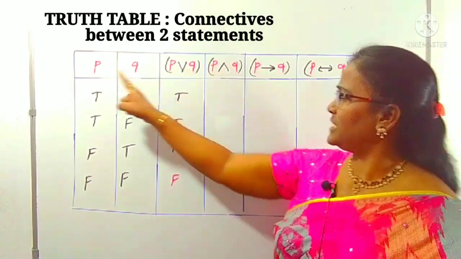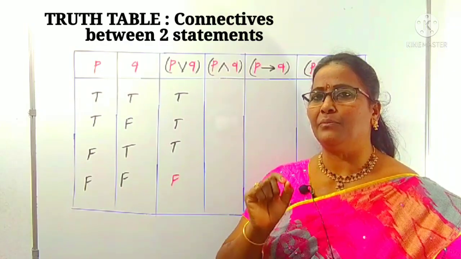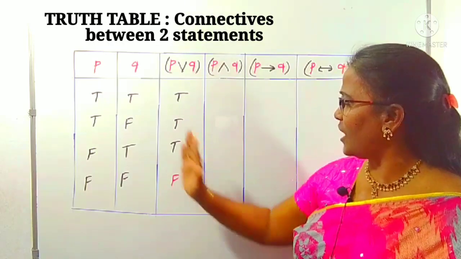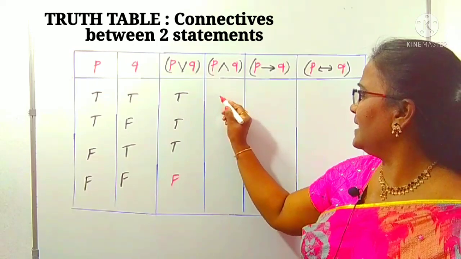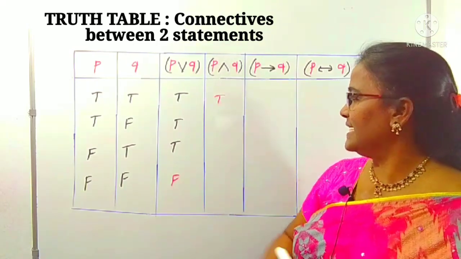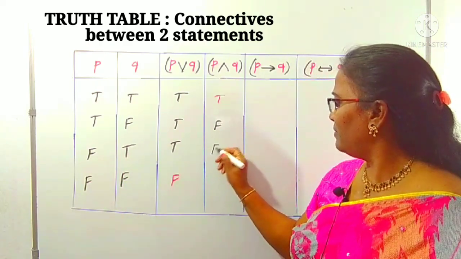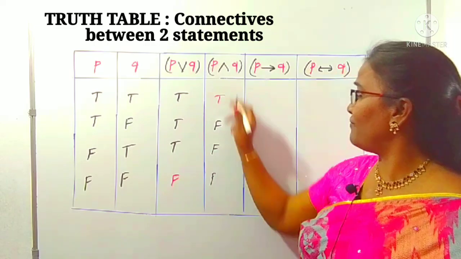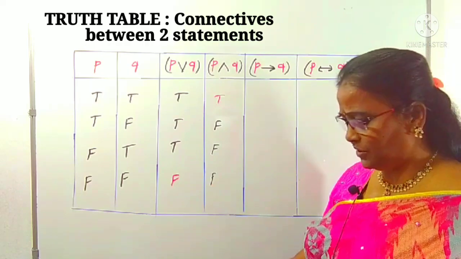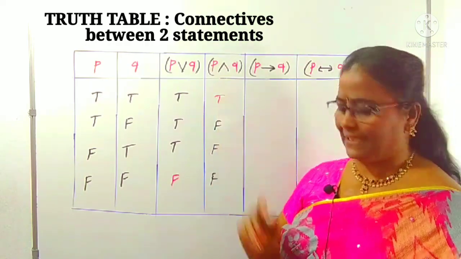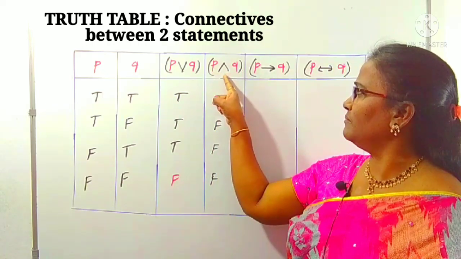Now we come to the second connector, AND. Between the two statements P and Q, the AND result is all false except when both are T, only T. This is the opposite of the previous one. When both are T, the resultant is T, but the rest are false. TF is F, FT is F, FF is also F in case of AND. All are false except both are T, only T, right? That is the resultant between the two statements P, Q with AND.